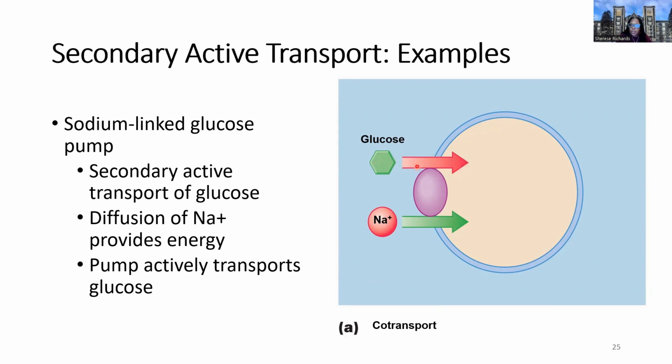Okay, so glucose here can be said to have a higher concentration inside the cell, a lower concentration outside the cell. So in order to move glucose into the cell, we're moving it against its concentration gradient, and so we need energy in order to do that.